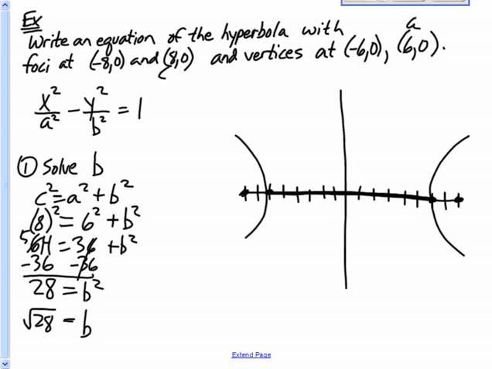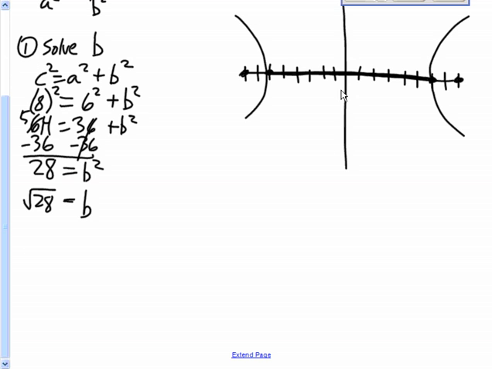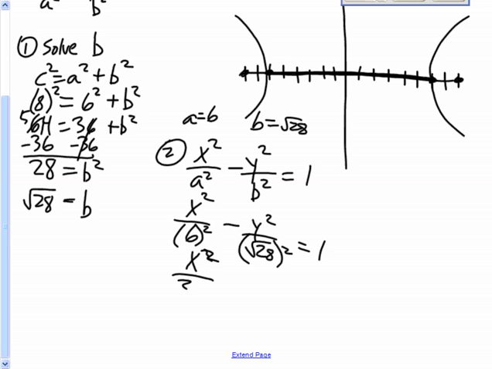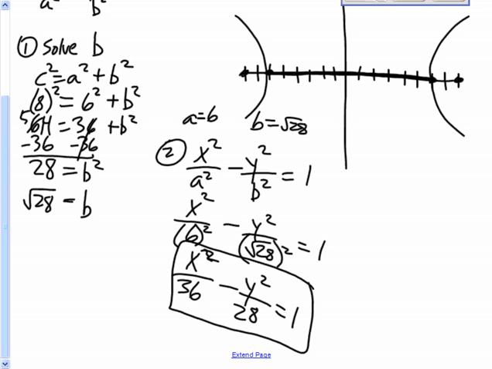So now we can say, all right, let's write the equation here. x squared over a squared minus y squared over b squared equals 1. And our A we said was 6. And our B was the square root of 28. Okay, so x squared over 6 squared minus y squared over the square root of 28 squared is 1. x squared over 36 minus y squared over 28 is 1. Okay, there's our equation for that hyperbola. So make sure you guys bring your questions to class. We'll see you soon.